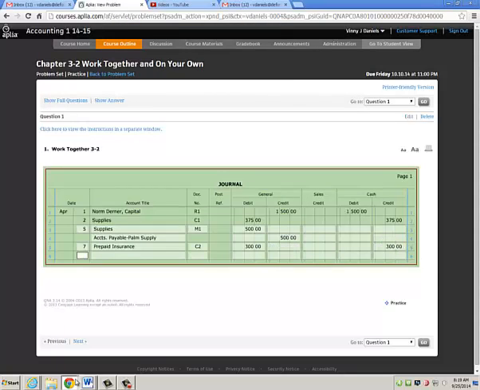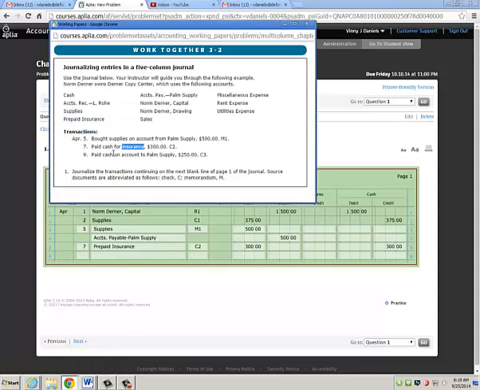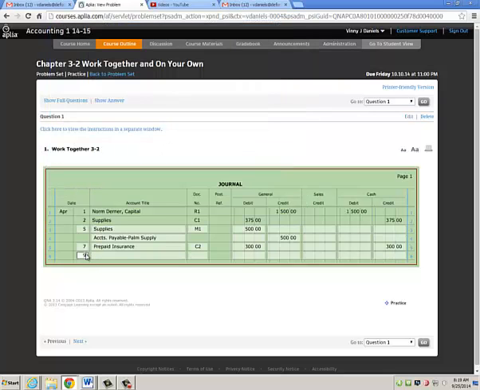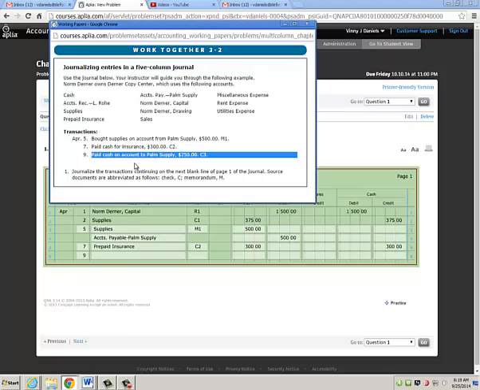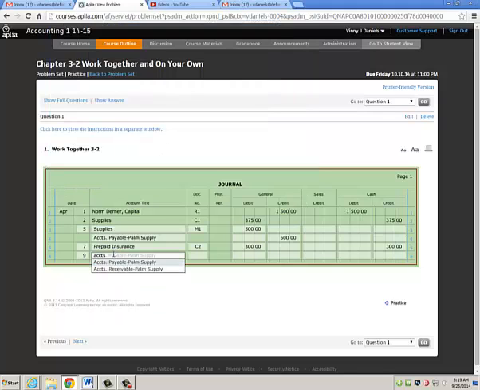One left to do. On the last one, where it says paid cash on account to Palm Supply $250. Well, that's on the 9th. It even says so. And we look at it, paid cash on account to Palm Supply. So we know we have cash, so we know we're going to use one of the 2 cash columns. We then have to figure out, well, what account are we going to write there? In this case, I hope you see it's going to be accounts payable to Palm Supply.